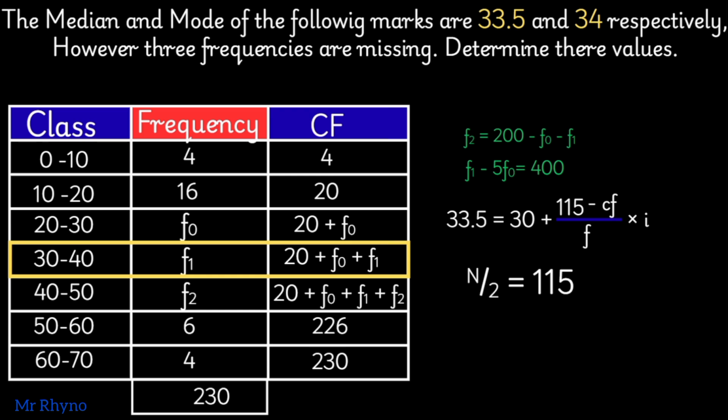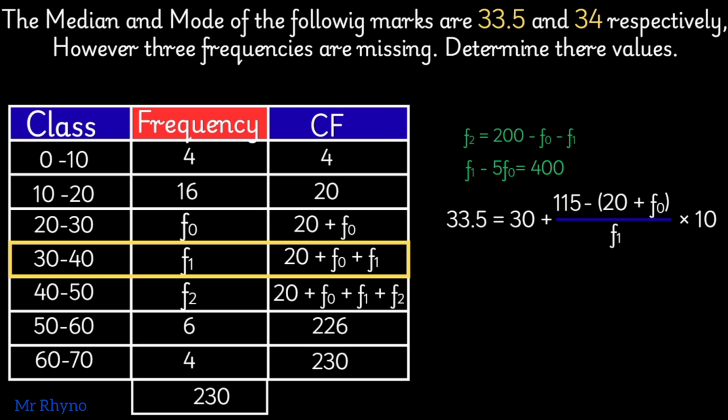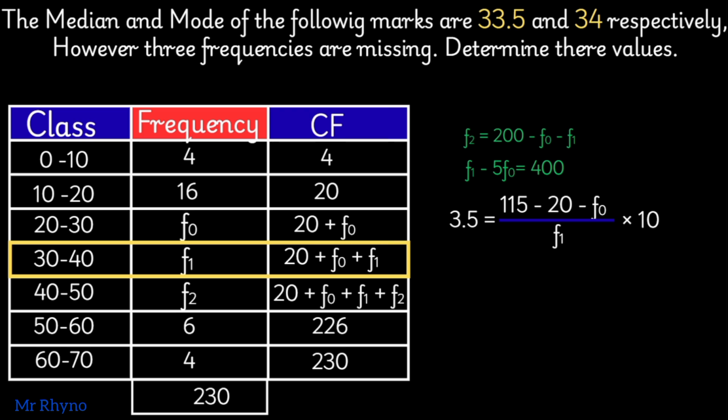Now our n over 2 is 115. Our CF before is actually this value, which is 20 plus f0. Then our f within the highlighted region is f1. Then our I is actually 10. We open this bracket to have minus 20 minus f0. Then we take 30 to the left, and we have 33.5 minus 30, and that gives us 3.5.